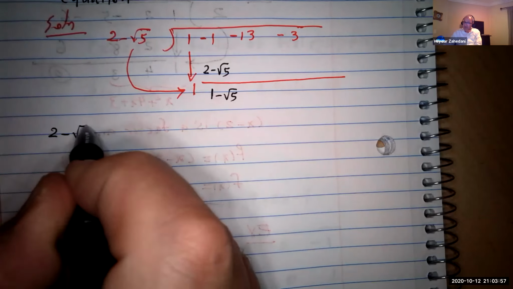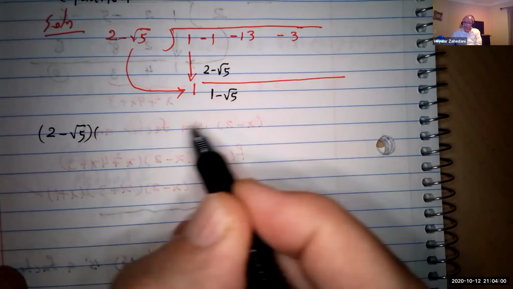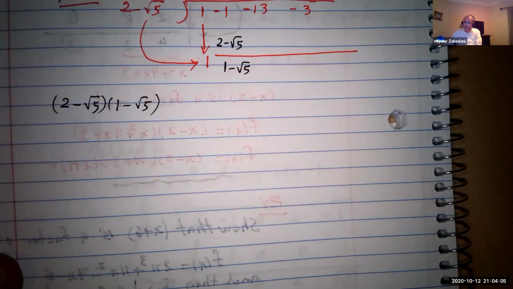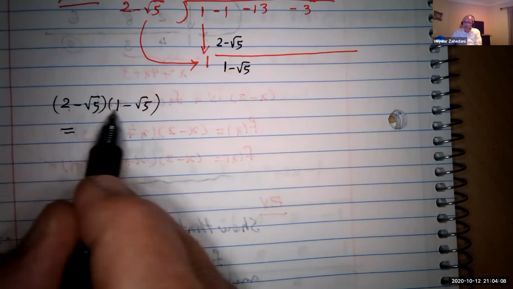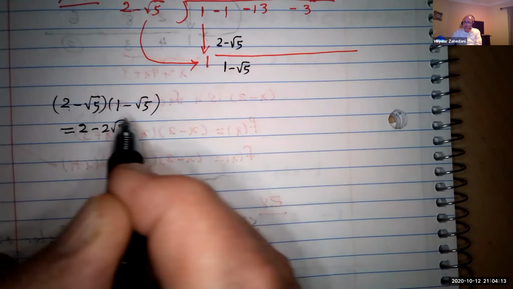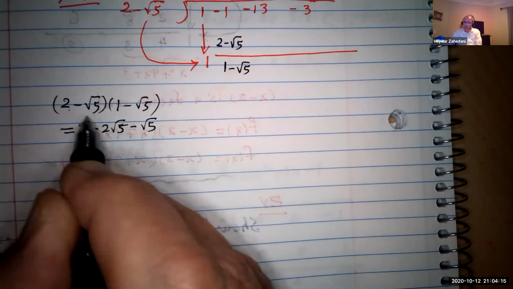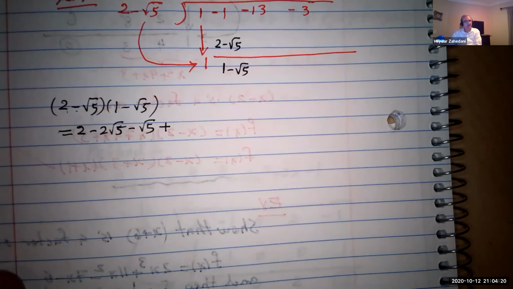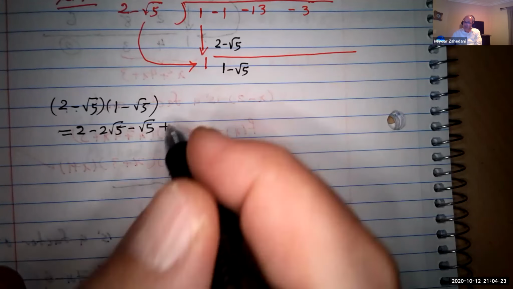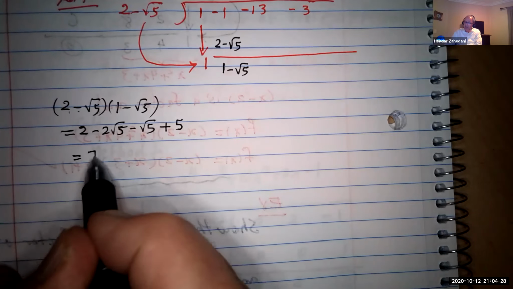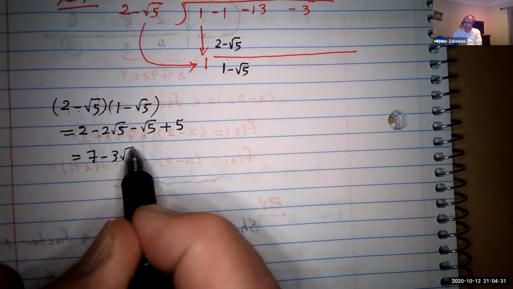You see, this is it. 2 minus radical 5 times 1 minus radical 5. You multiply the radicals just like the FOIL method. You multiply going forward, so that gives you 2 minus 2 radical 5. Inside would be negative radical 5, negative times positive. Radical 5 times radical 5 would be radical 25, which is 5. Now 2 and 5 would be 7. And this is going to be minus 3 radical 5. Any question?